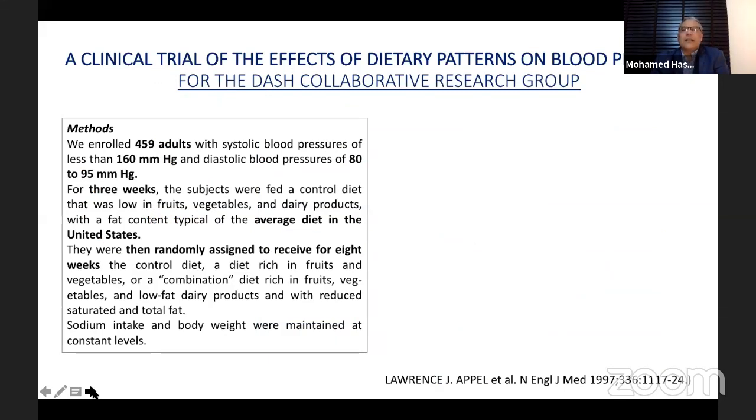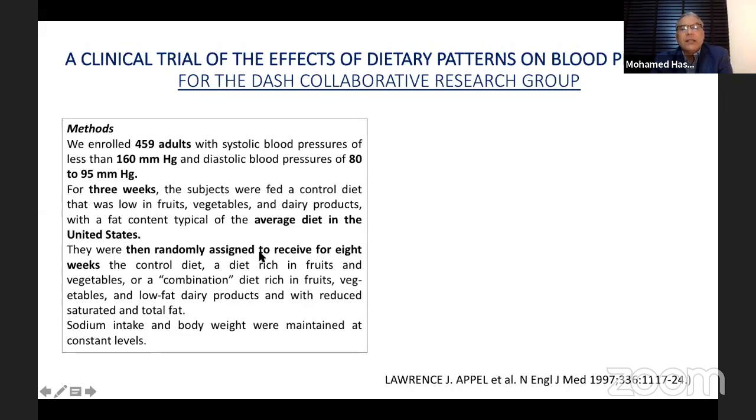What is the evidence that DASH diet is helpful? Well, the first study was published 23 years ago in the New England Journal of Medicine in a study of 460 persons with a mean blood pressure systolic of less than 160 and a diastolic between 80 to 95. For 3 weeks, they had control diet, which is the typical USA diet, which is actually not so healthy, as it is low in fruits and vegetables and dairy products, but high in fat content.